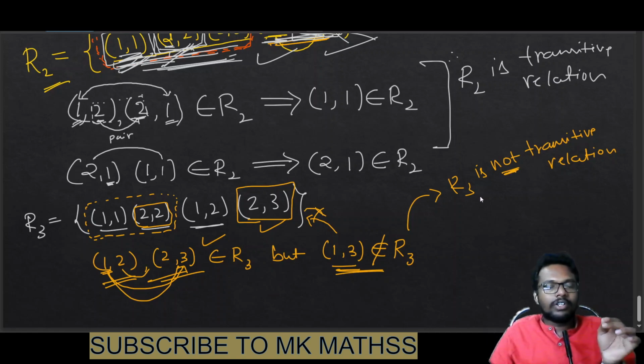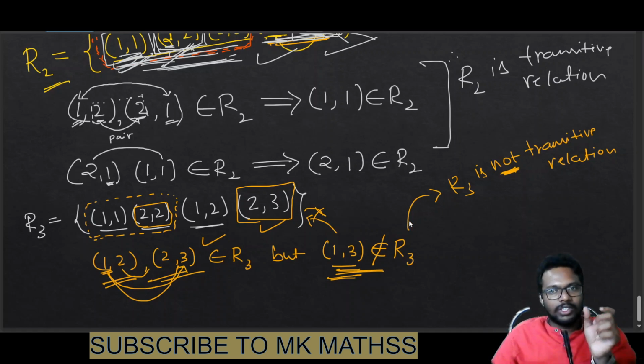To say not transitive, if we find any one ordered pair which does not belong to relation R, then definitely we can write it is not transitive. There is no need to verify the other ordered pairs. If we find any one ordered pair which does not satisfy the definition of a transitive relation, then definitely we can say it is not transitive. But when you get an ordered pair which satisfies the definition, you should not yet conclude that it is a transitive relation.